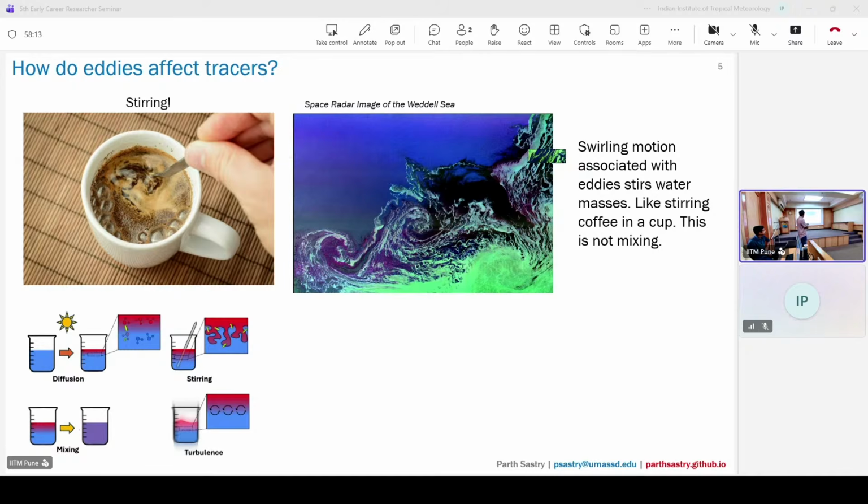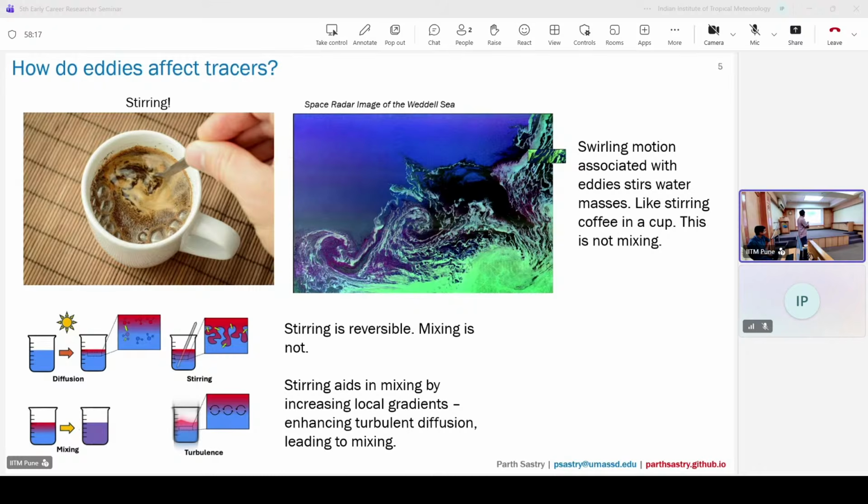So stirring is a reversible process, but the idea behind stirring is that essentially what it is doing is enhancing gradients of these tracer properties at a very small distance. So if the mean background gradient was much larger at first, stirring quite enhances that gradient, and that allows smaller scale processes like turbulent mixing or essentially molecular mixing to take over. So the idea of stirring is that it aids in mixing, but stirring is not mixing, and that's a very important distinction.